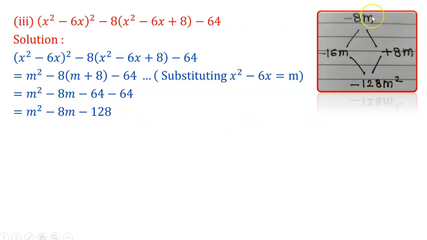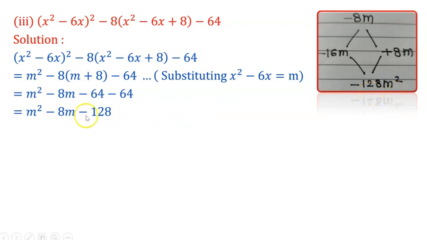Middle term is minus 8m. Now find the two numbers whose sum is minus 8m and product is minus 128m square. Then what are the two numbers? ते numbers दोन कोणते आहेत तर minus 16m and plus 8m. Their algebraic sum is minus 8m and their product is minus 128m square.